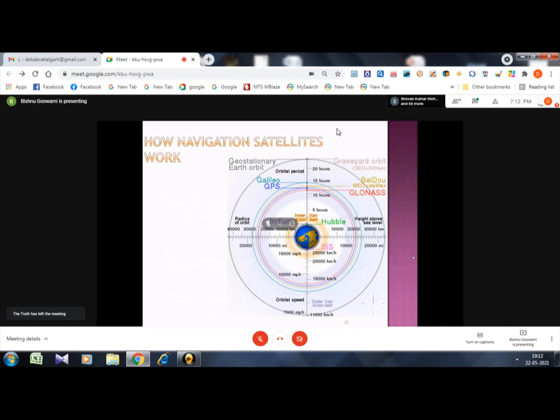Here you can see how these navigational satellites work. They are orbiting the Earth at specific heights, and they are a cluster of satellites, so that some of them are always in view. This provides a radio signal which can be sensed by the remote device in our hands. We can also use it from our mobile phones, and this is how the navigation satellites work.